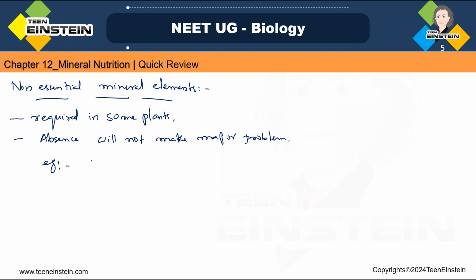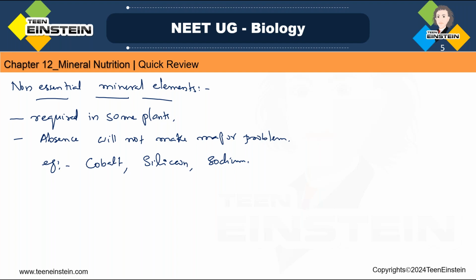Non-essential elements we can say cobalt, silicon, then sodium. All these are non-essential elements. And on the basis of their occurrence in the dry matter of living organisms, minerals are of different types.